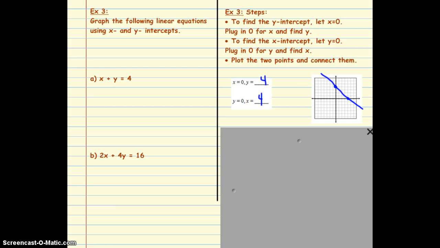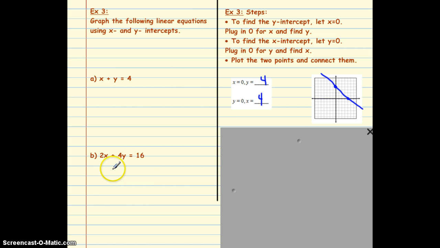We don't have to put it into slope-intercept form. We don't have to make a table. We don't have to find 5 points and substitute them in. We just need to put in x equals 0 to find the y-intercept, and we need to put y equals 0 to find the x-intercept. Kind of easy. Alright, let's try an equation that's a little bit more complicated.